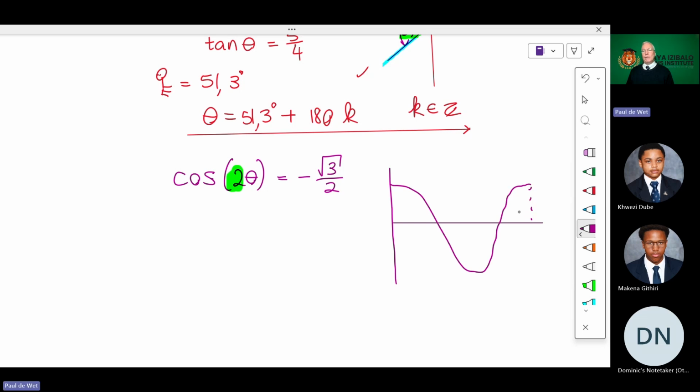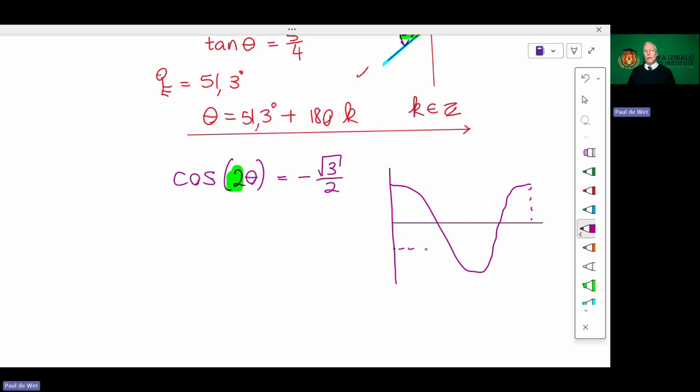With that being 360 degrees. And we can see that if we took a value of negative root 3 over 2, we would get 2 possible answers.